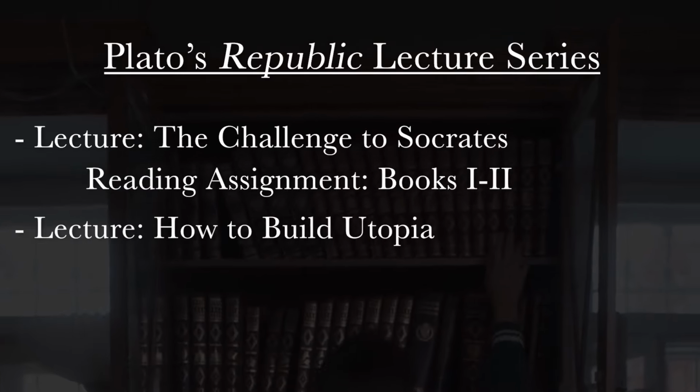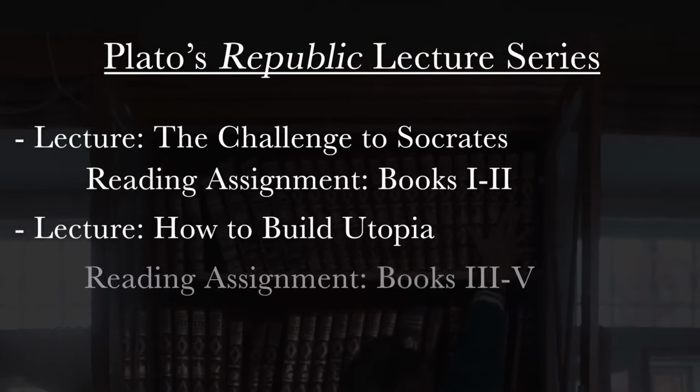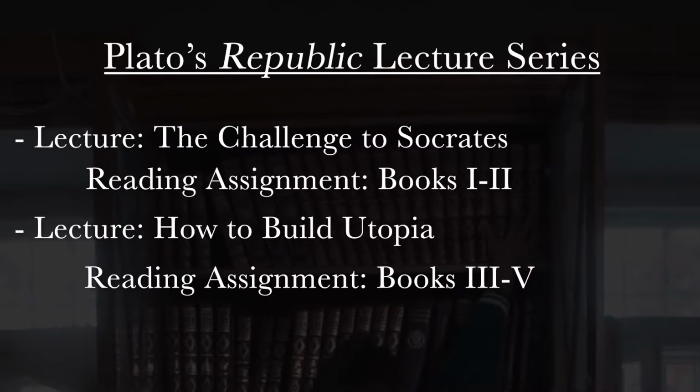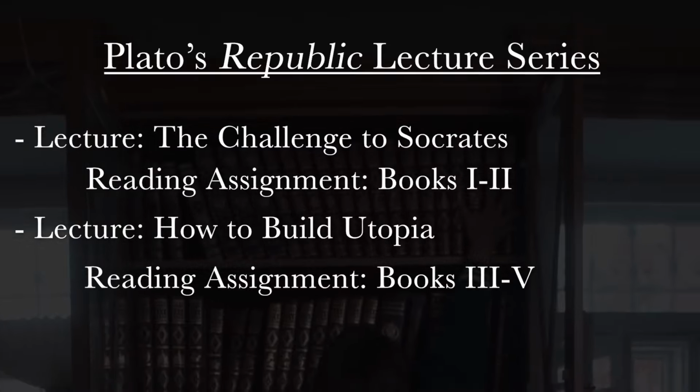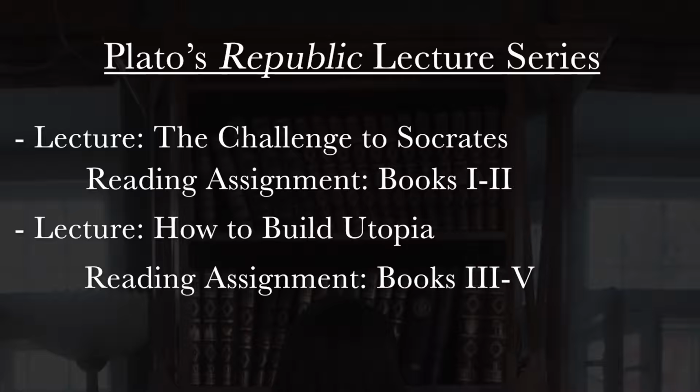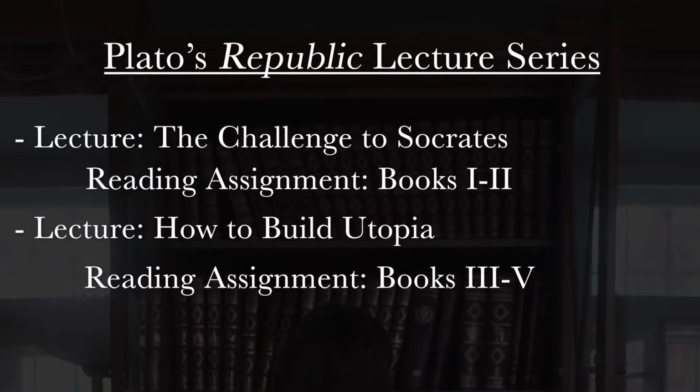The reading assignment for the lecture after that is for books 3 to 5. How to build utopia, and we will be talking about the noble lie, the three metals and the guardians of the city. We'll be breaking down the analogues between soul and city, and we'll talk about the three waves and the proposal for state intervention, legislature and control when it comes to sexual intercourse.